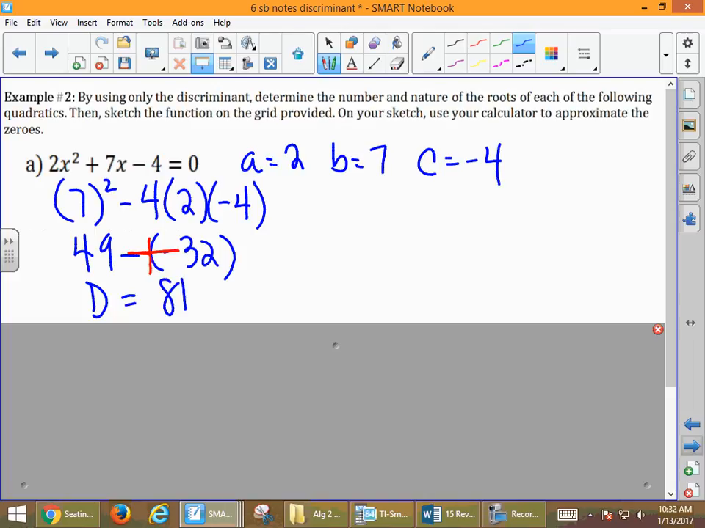Now you may have to flip over to the front of your paper here. But the first question is, is 81 a perfect square? It is a perfect square. So how many roots will we get? We'll get 2. And what kind are they going to be? Are they going to be rational, irrational, imaginary? They're going to be rational.